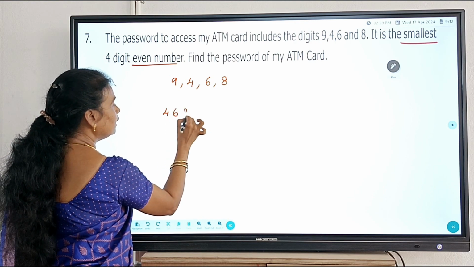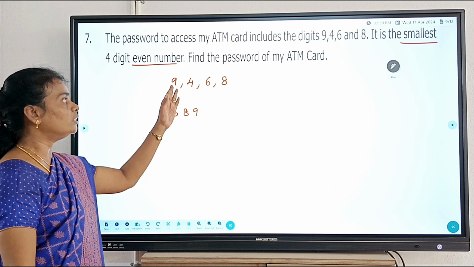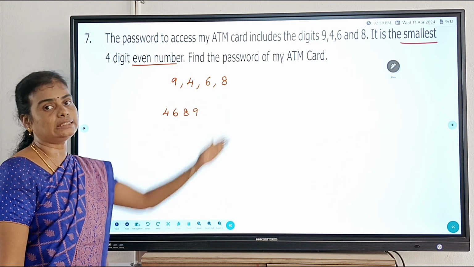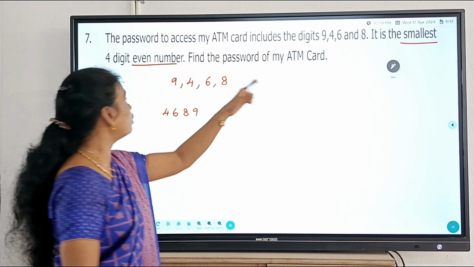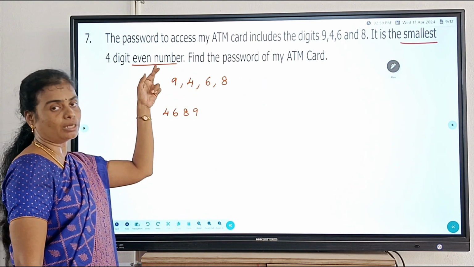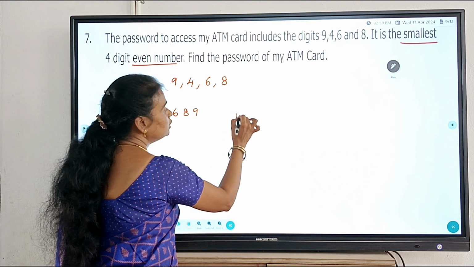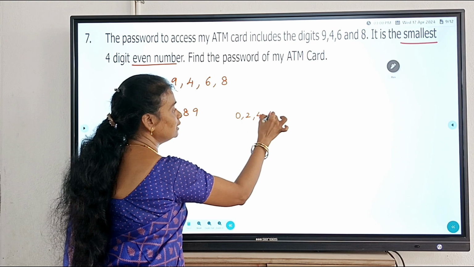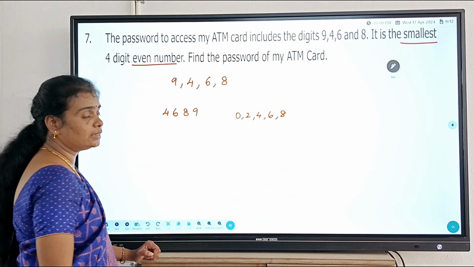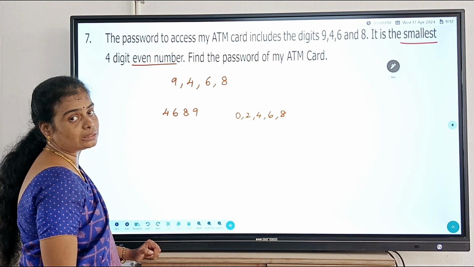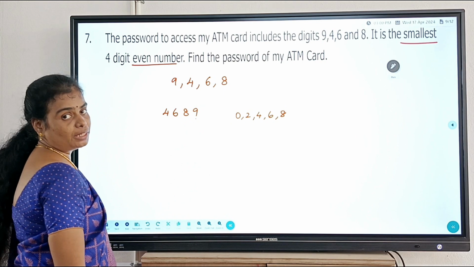So 4, 6, 8 and 9. This can be the smallest number that you can form by using the digits 9, 4, 6 and 8. But one thing is given: it should be the smallest 4-digit even number. So what does even number mean? The last digit must end with 0, 2, 4, 6 or 8. If it ends with 0, 2, 4, 6 and 8 only, that particular number is called an even number. But here it is ending with 9, so this is not an even number.